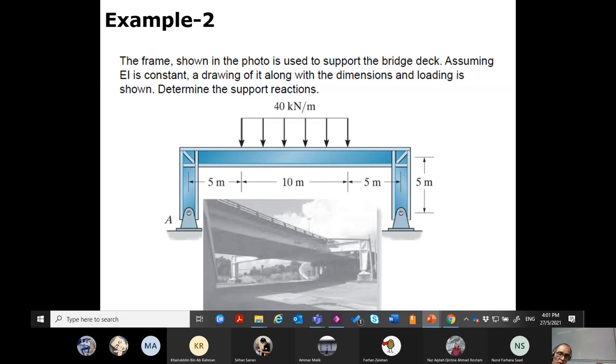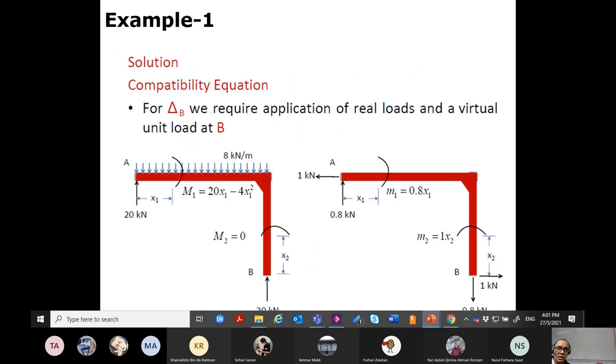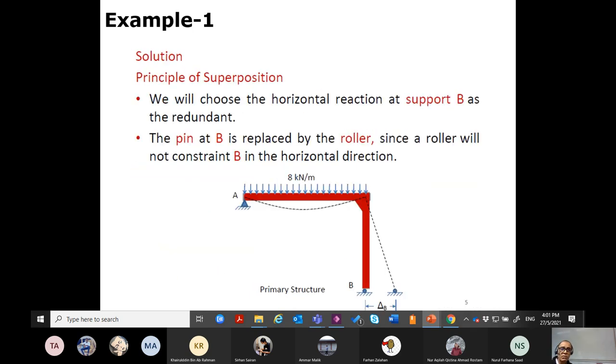So, assalamu alaikum and very good afternoon to all of you. Last week we discussed many examples on beams for the force method, and we also discussed example one of the frame, right? Which is this. I will just recap, the example one.